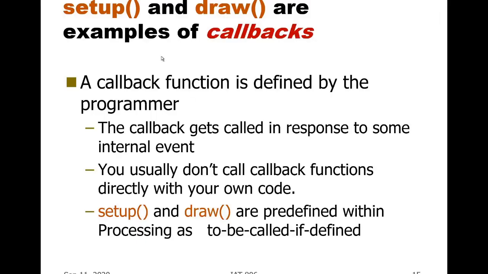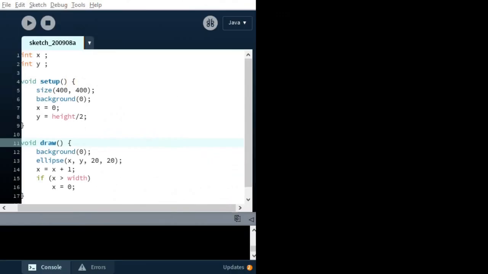Okay, so one of the things to bear in mind is that setup and draw are both examples of what are called callbacks. A callback function is defined by the programmer, as we have defined here in the little code segment I just showed. And a callback gets called in response to some internal event to the system. In this case, the internal event is internal to processing. The internal event is a startup when processing starts running a particular program. It, so to speak, looks for setup and calls it once automatically at startup time. Also, to call draw, processing automatically calls draw 30 times per second or some other rate that you can set.